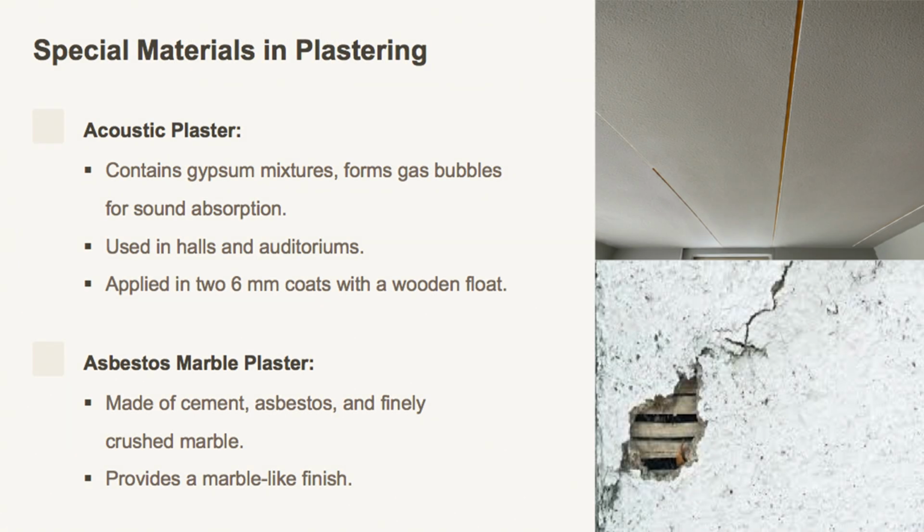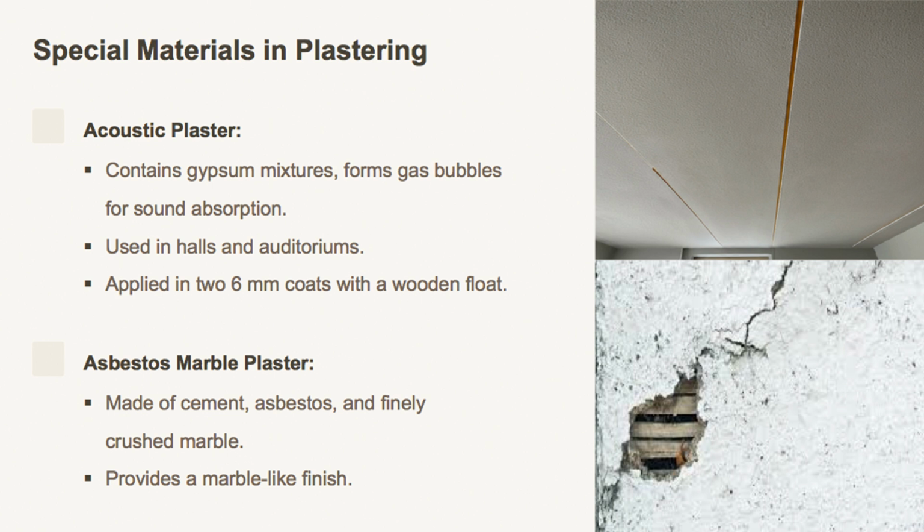First is acoustic plaster, which is designed to absorb sound. This type of plaster is typically applied in 2 coats, each 6 mm thick using a wooden float. It undergoes a chemical reaction that forms tiny honeycombed openings, making it ideal for interior walls in places like halls and auditoriums where sound absorption is very important.